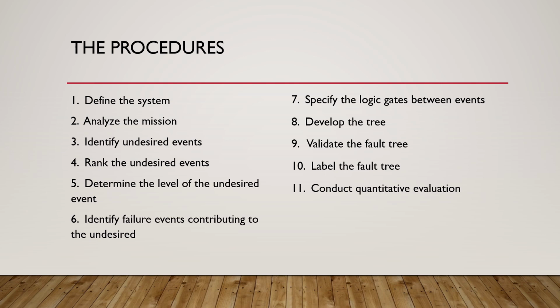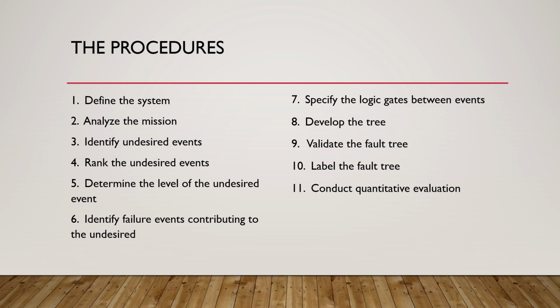We then rank the undesired events, determining which needs to be addressed first, factoring the probability and/or severity of the event. We determine the level of each undesired event, specifically whether the failure is at mission, function, or task level. We then identify failures contributing to the undesired event through thorough analysis, developing each event until the event cannot process or develop any further.